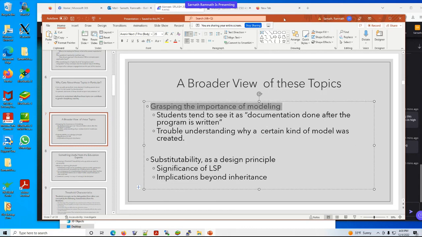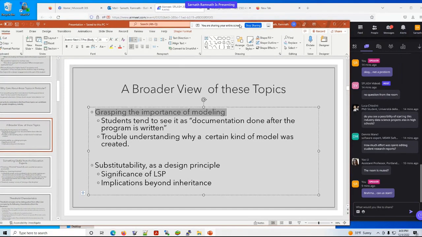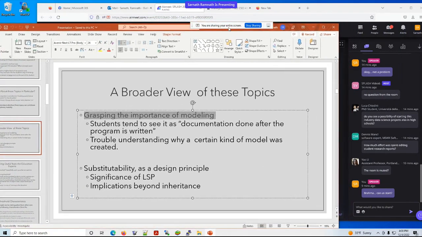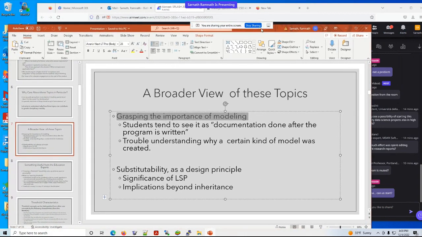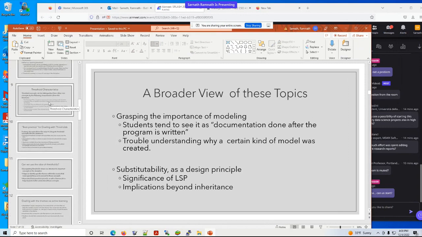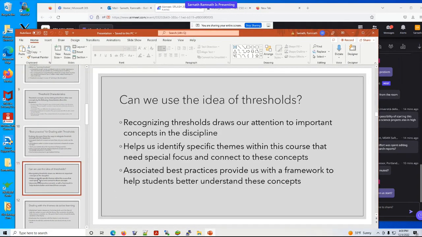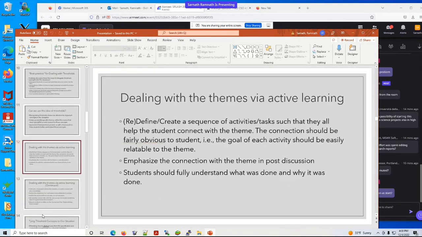One is to grasp the importance of modeling, and the other one is substitutability as a design principle. Okay, so let's... So here are the two things that we have to do.